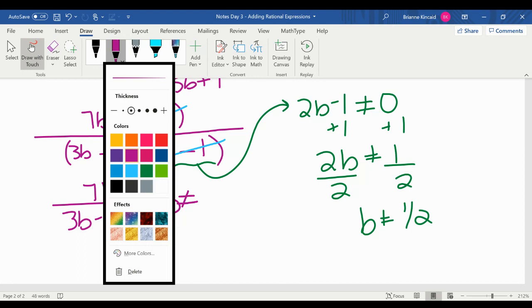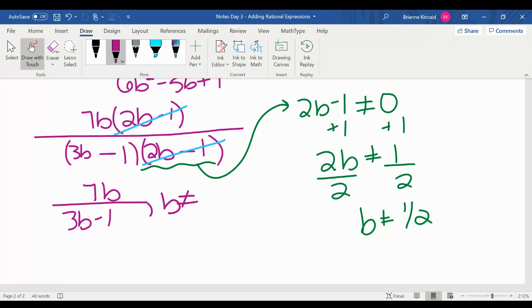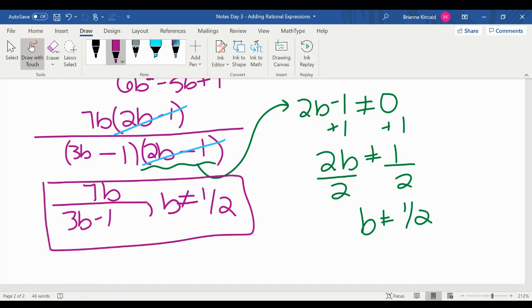So once again, if it's not really easy to see, take that factor, set it not equal to 0. We have an excluded value of 1/2.